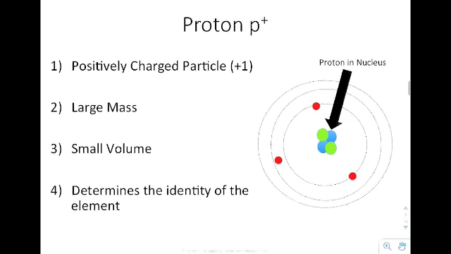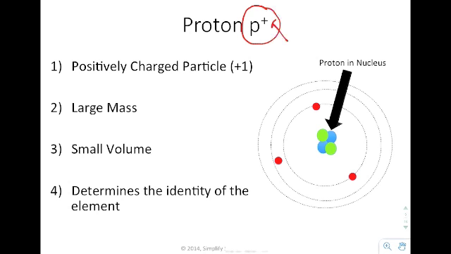The proton is often symbolized by a P with a superscript plus. So it's not P plus, it's a P with a superscript plus, kind of like a squared symbol, but a plus, not a number. A proton is considered to have a charge of +1. So if you have two protons, this would have a charge of +2.